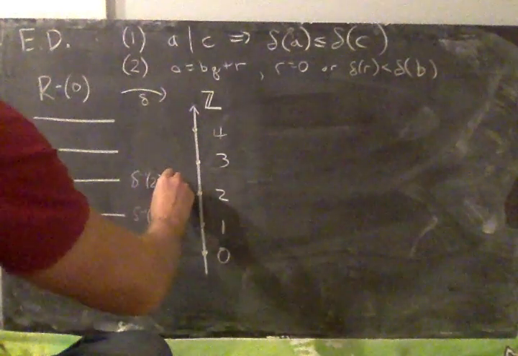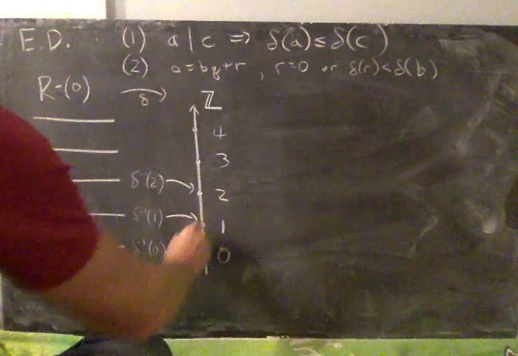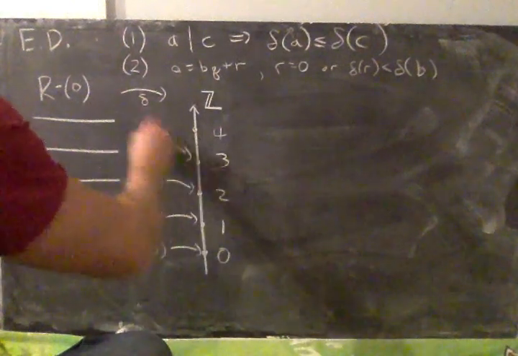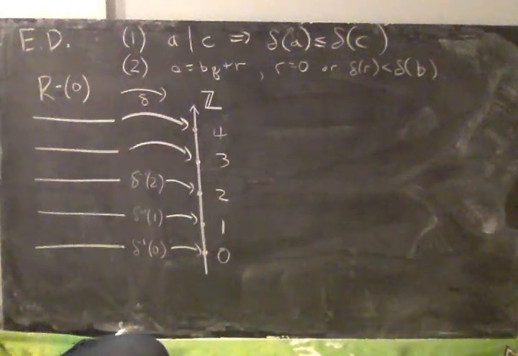All of this stuff here is mapping to 2. This is all mapping to 1. This is all mapping to 0. This is all mapping to 3. That's all mapping to 4, etc.